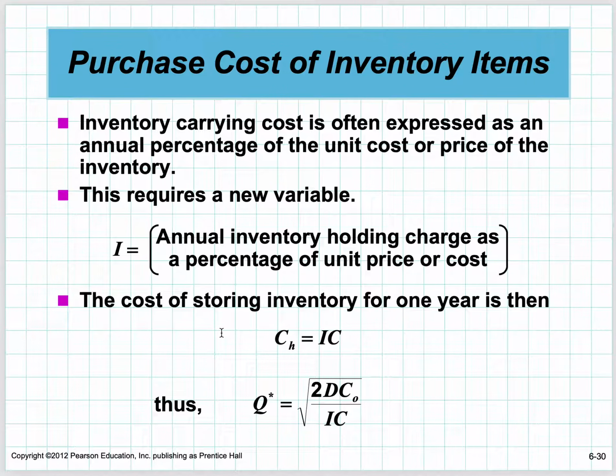Another way of looking at it, we talked about the percent for the holding cost. So if you have the cost of the goods from the previous one, this C, and I is the annual inventory holding charge as a percentage of the unit price or cost, the holding cost equals I times C, so you could replace the equation with this.